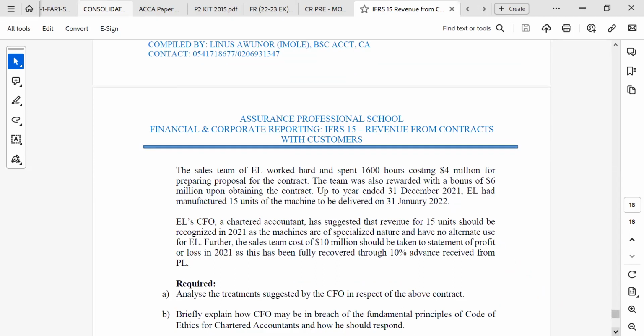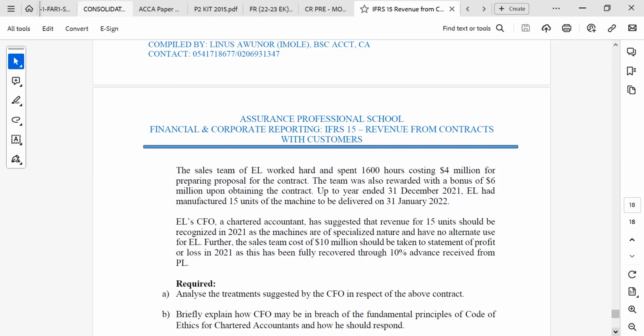Okay, I have no alternative use for EL. Further, the sales team cost of this should be taken to statement of profit or loss in 2021, as this has been fully recovered through the 10% advance payment from PL. No. The 4 million out of it should be sent to profit or loss, and the 6 million should be capitalized as a contract asset, which will be amortized based on the units that have been delivered.